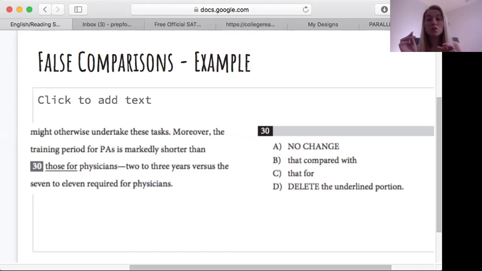It was the moves to the moves, not martial arts to dance. Those weren't the comparisons. The comparison always has to be the same thing: a person to person, place to place, moves to moves, training period to training period, years to years. It's got to be the same item. So double check that when we're looking at this. I'll give you guys a second more.